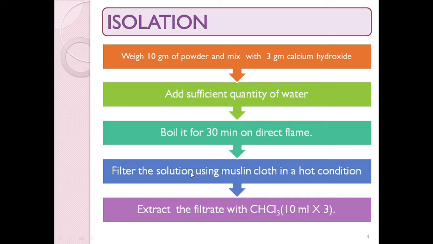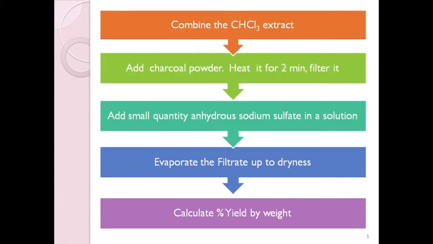The next step is to extract the filtrate with chloroform. Here the extraction can be done 3 times. First of all, we have to separate out the chloroform layer. All the caffeine will solubilize into the chloroform and the tannin part will remain in the aqueous layer. So we have to combine all the chloroform layers after extracting 3 times.